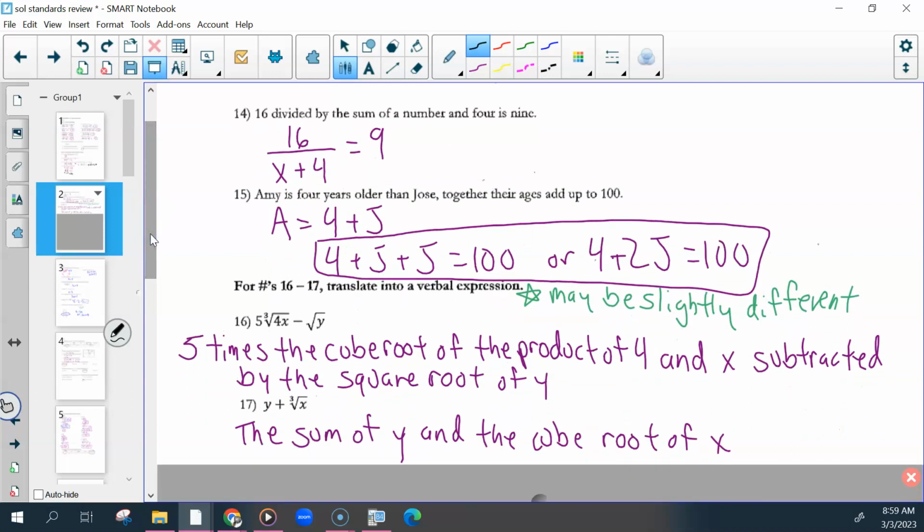14 on the back, 16 divided by the sum of a number and 4 is 9, so 16 divided by some number plus 4 equals 9. For 15 is like 2 parts. Amy is 4 years older than Jose, so if we knew how old Jose was and we added 4 to it, we would get Amy's age. But then we also know together their ages add up to 100. So you could either say Amy's age or equation plus Jose's equals 100, or combine like this.